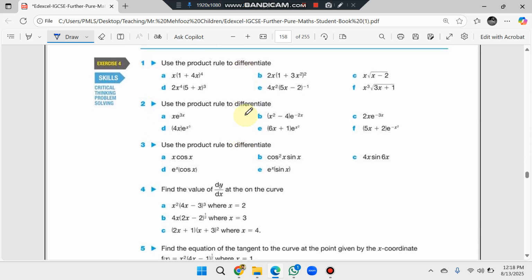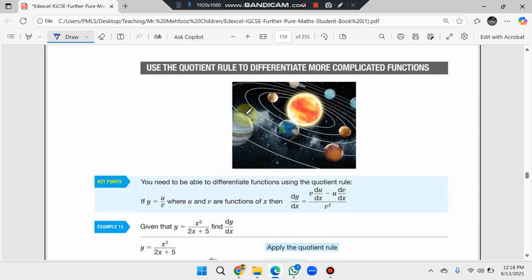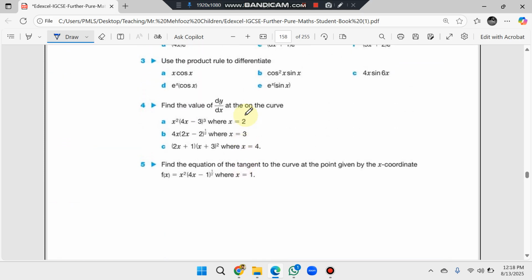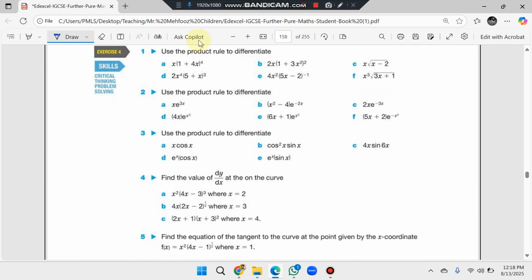Exercise 4 has a total of 5 questions. You can see that in the first question, use the product rule to differentiate. We have to use the product rule in all parts. The first part is simple, second, third, fourth, fifth, sixth. All parts are simple. We have to just apply the product rule in all parts.